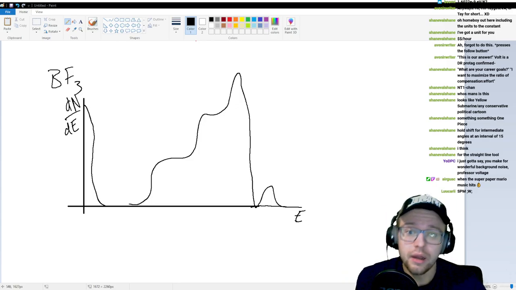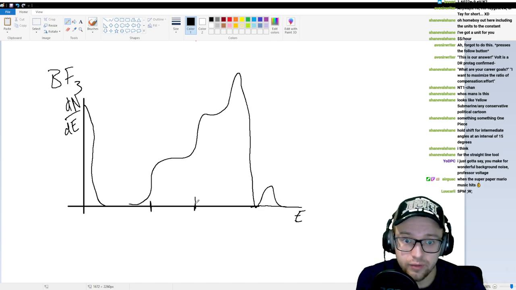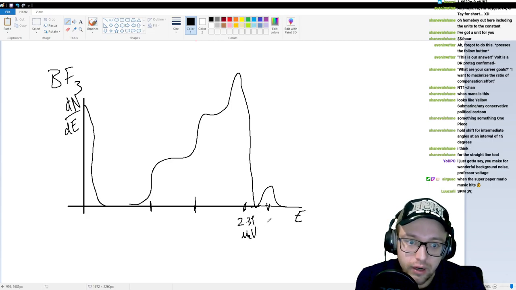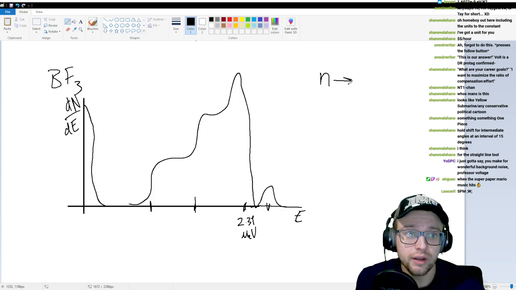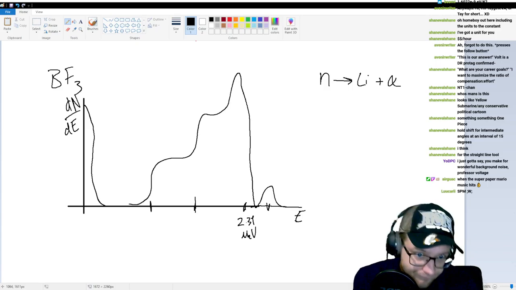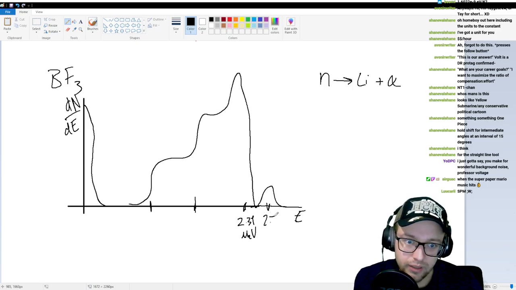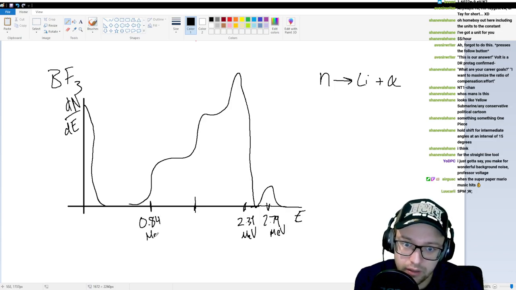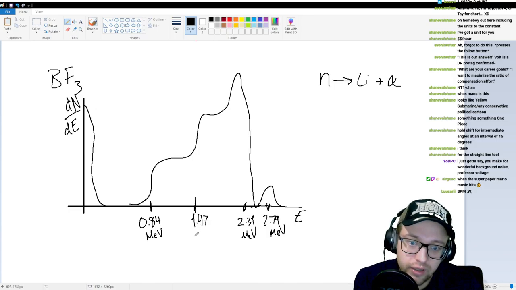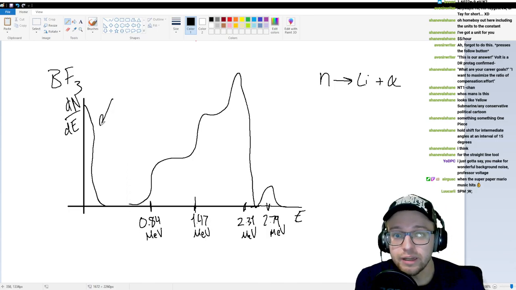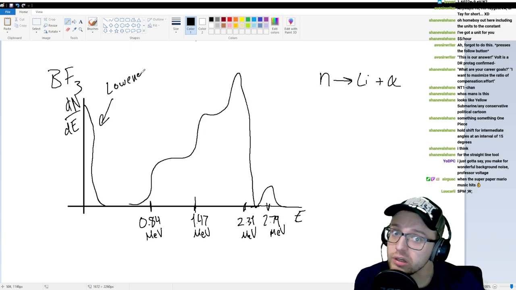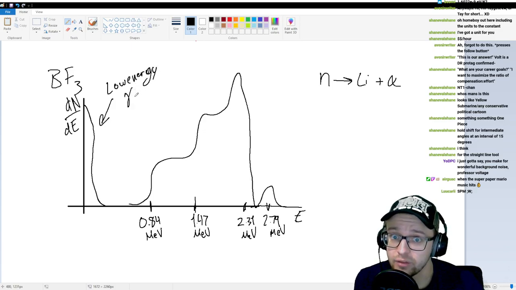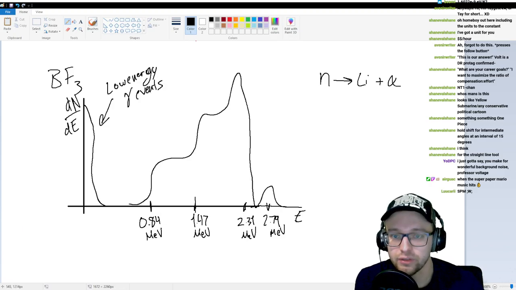SBM, baby. And so, basically, you'll have some energy and some peaks and everything, and this will be at 2.31 MeV, just from the reaction of the neutron hitting the boron and resulting in a lithium and an alpha. Really straightforward. This is going to be at 2.79 MeV. This is 0.84 MeV. And this is at 1.47 MeV. And these right here are just low energy gamma events. So these are just gamma rays that appear.